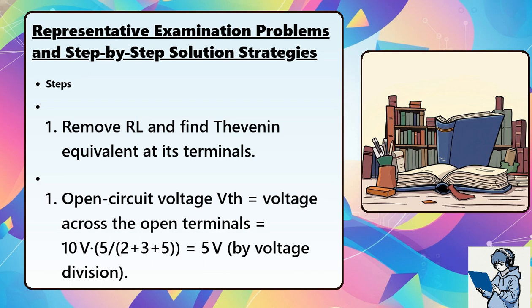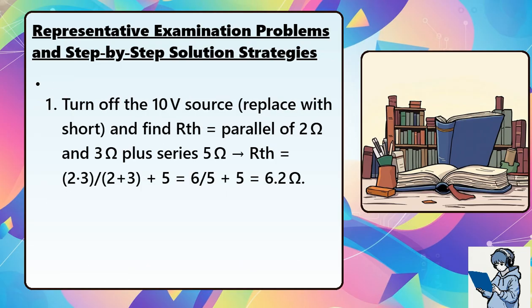Step 2. Open circuit voltage VTH equals voltage across the open terminals: 10 volts times 5 divided by the sum of 2 plus 3 plus 5, which equals 5 volts by voltage division. Step 3. Turn off the 10-volt source, replace with short, and find RTH as the parallel of 2 ohms and 3 ohms plus series 5 ohms, which equals 2 times 3 divided by 2 plus 3, that is 6/5, plus 5, which equals 6.2 ohms.